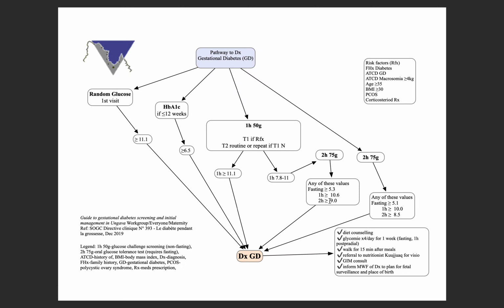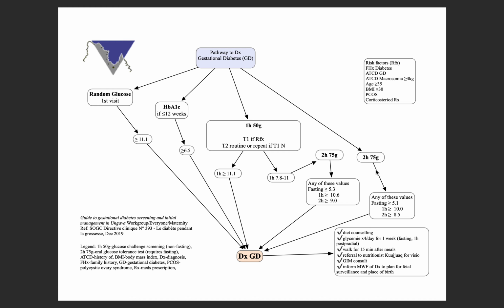If these values are elevated, she goes on directly to a diagnosis of gestational diabetes. We're done testing her for it, and now we're going to start to manage the case. In the event, for some women who it's difficult to coordinate their care or she's late to care, we may go on to a 2 hour 75 gram in the second trimester.